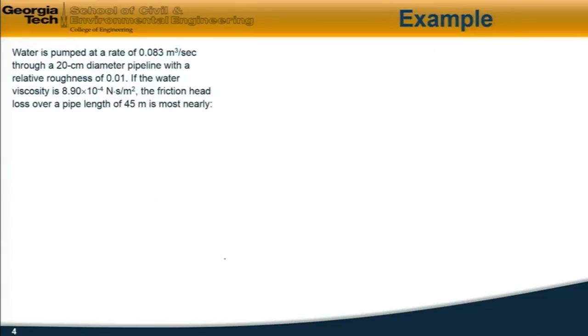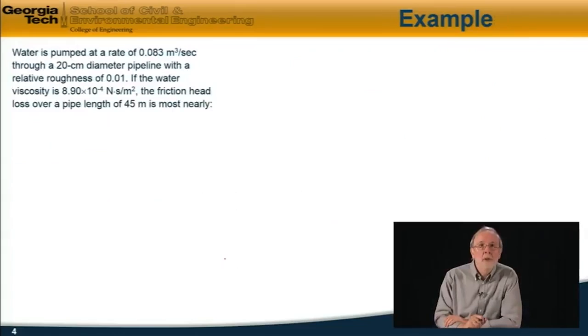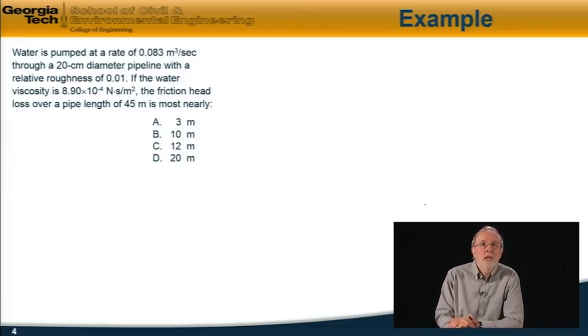In this example, we have water being pumped at a rate of 0.083 cubic meters per second through a 20 centimeter diameter pipeline, and the relative roughness is given as 0.01. The water viscosity is given, and the question is, the friction head loss over a pipe length of 45 meters is most nearly which of these alternatives?